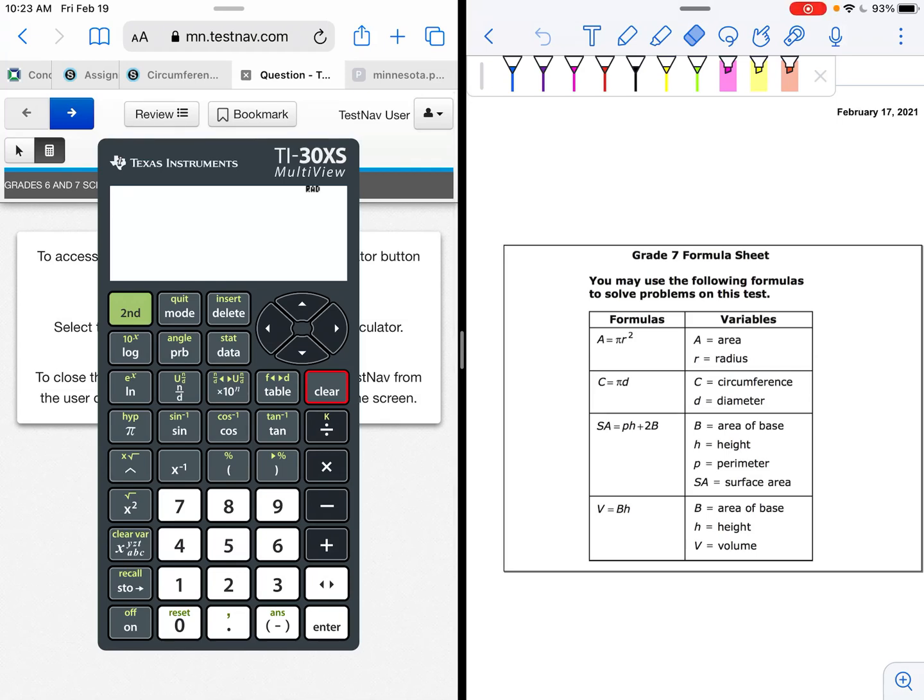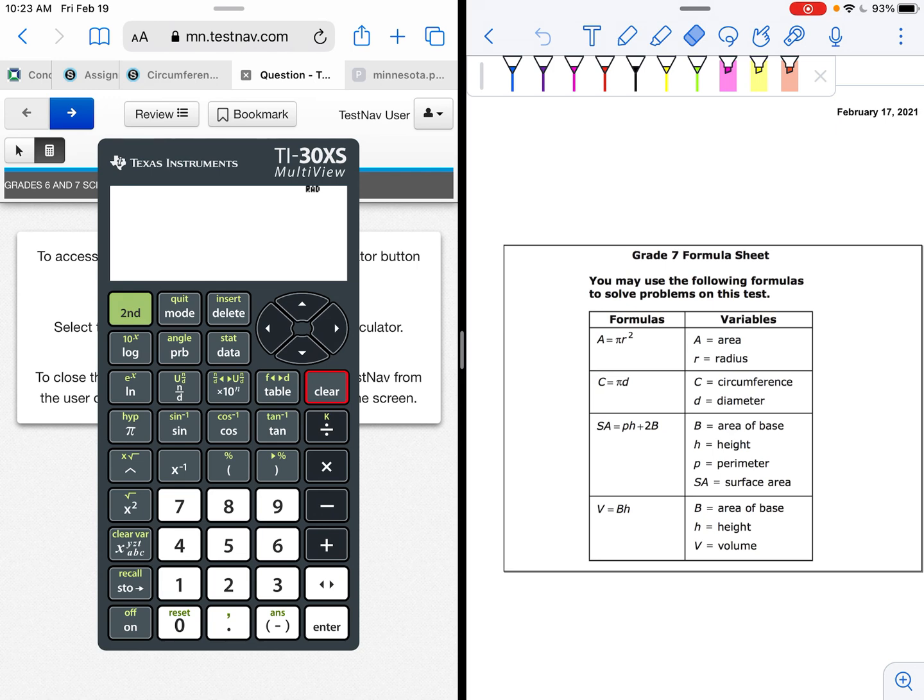Today we're going to start our unit on circles. And so the first page here on my presentation is the 7th grade formula sheet that you will have available for you while you are taking the MCAs and for the rest of the school year. Everything we do will be off of this formula sheet. So we are going to practice using this formula sheet.